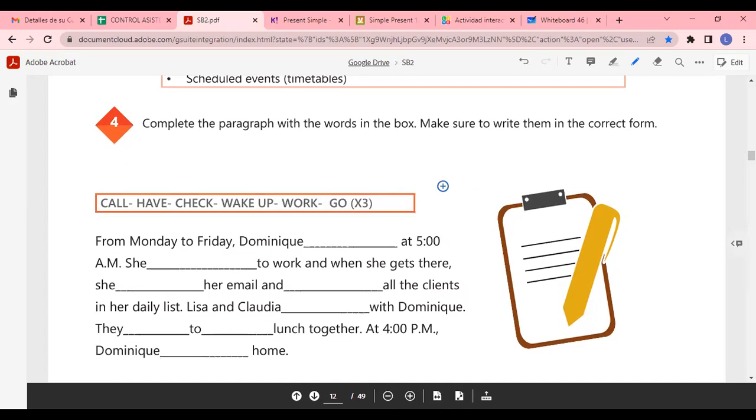We are going to complete this text. Vamos a completar este texto, mister. Lo puede escribir en su cuaderno o lo puede escribir en un mensaje ahí en el grupo de WhatsApp. Utilizando estos verbos que aparecen en la parte de arriba, ¿ok? I'm going to give you 3 minutes. Les dije que les iba a dar 3 minutitos para que lo pudieran escribir en un mensaje o en el cuaderno y me envíen una foto.